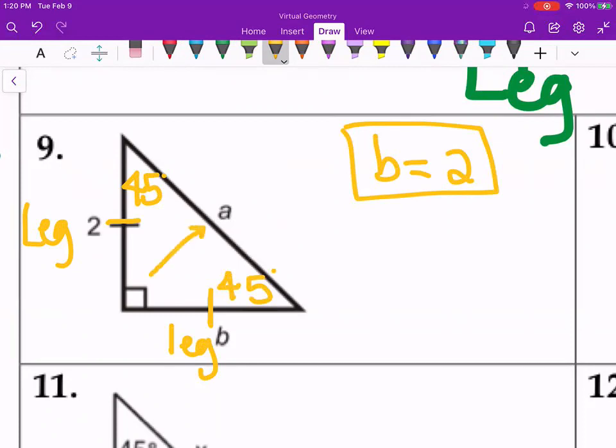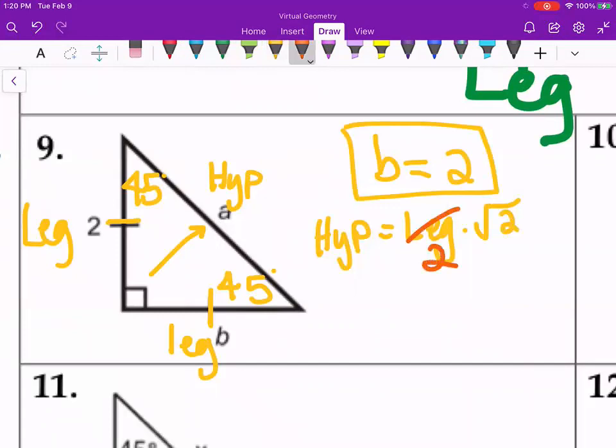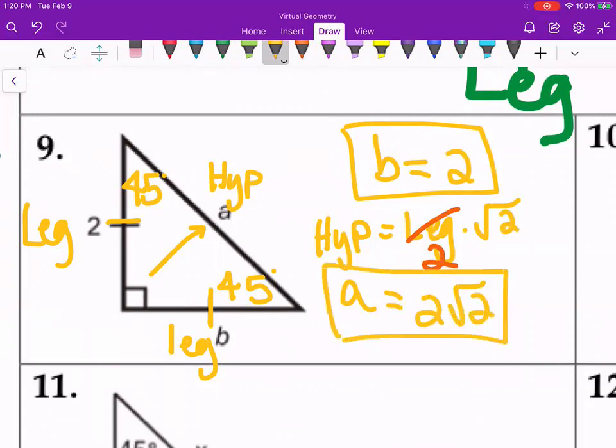Across from the 90 is the hypotenuse. And so my formula for hypotenuse says take the leg, multiply by square root 2. And again, if my leg is a 2, then my A value is 2 square root 2. And like before, we're done. We're not taking that to a decimal. 2 square root 2 is my final. It's already in simplified radical form there.